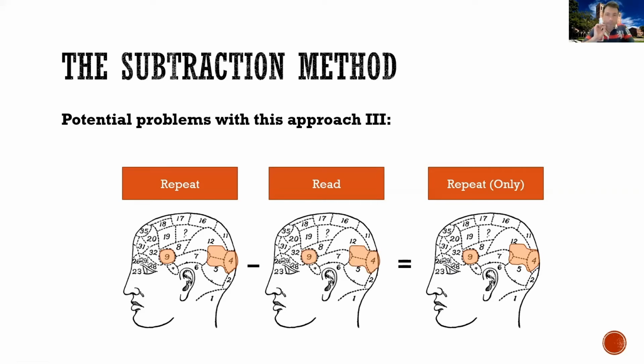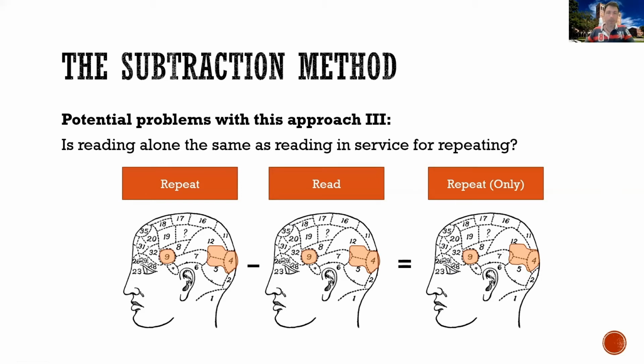Finally, there's a third very important issue, which I was hinting at last time, which is the so-called pure insertion hypothesis. And the question about this is this: when you read for the sake of reading, are those the exact same cognitive processes needed to read for the sake of repeating?